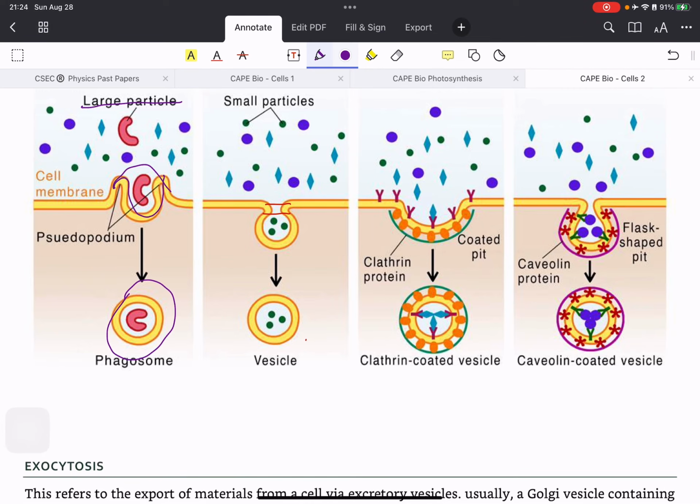Alright? And this we can see in white blood cells actually do this to get rid of germs. Right? If there's a bacteria, the white blood cell will surround the bacteria, then the bacteria will be in the white blood cell, and the white blood cell will kill it while it's in the cell. Okay? Now, pinocytosis works the same way, except with smaller particles. Okay?